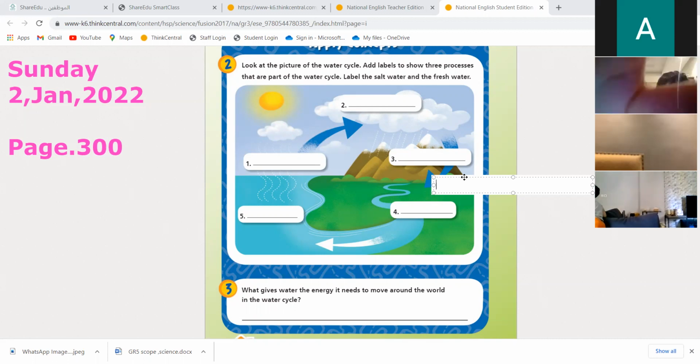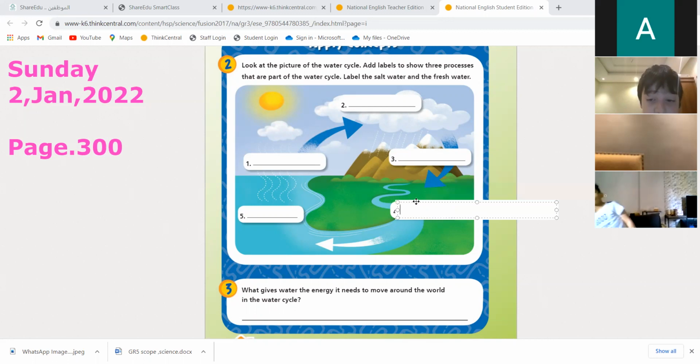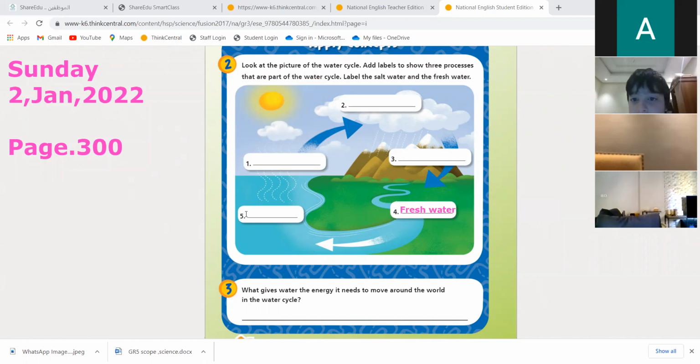Now, how many kinds of water do you know? Ocean and river. But what are the names of the types? Faris, number four is a river. Which type of water is a river? Fresh water. What about the ocean? Salt water. Excellent, Faris.